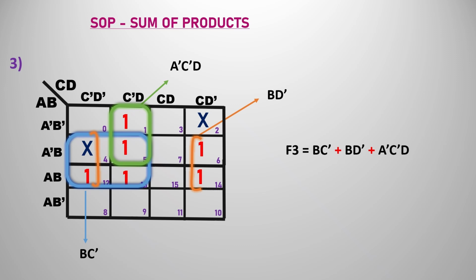According to the normal K-map, you can minimize that according to the side rows and columns. The final output would be B C bar plus B D bar plus A bar C bar D.